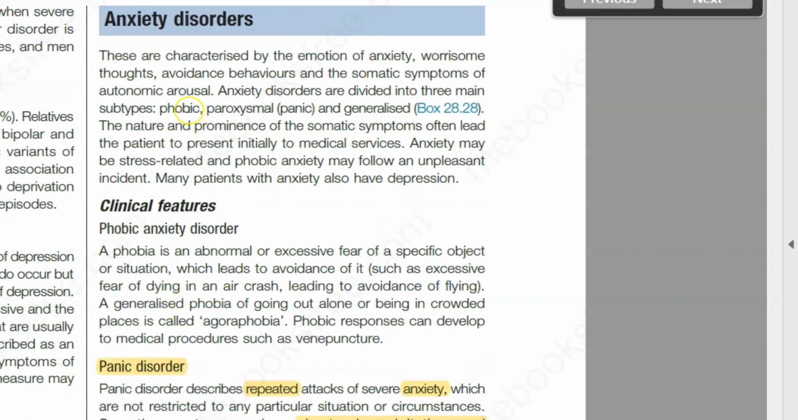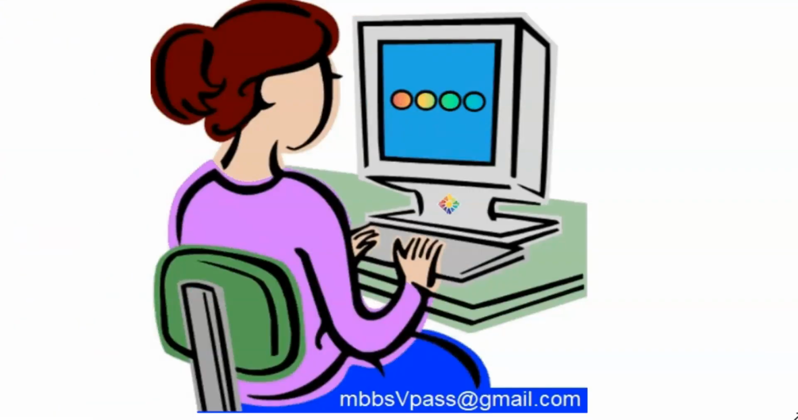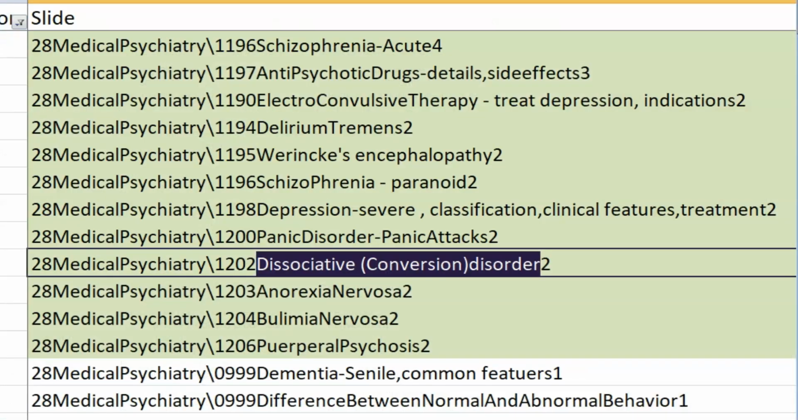So this panic disorder is coming under anxiety disorders, that you can understand. These people may hyperventilate also. Okay, now let's move on to dissociative or conversion disorder.